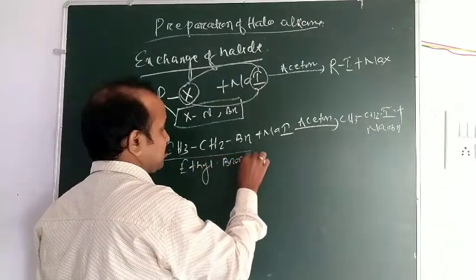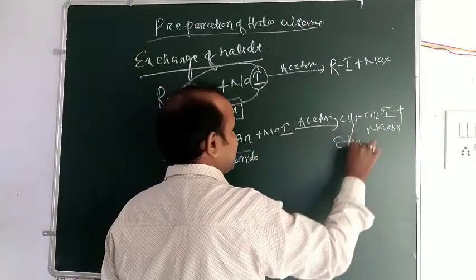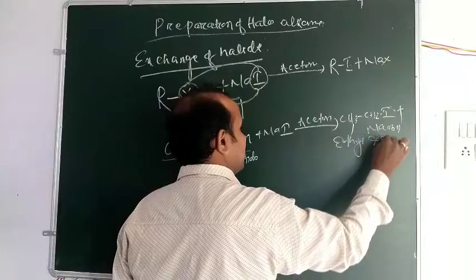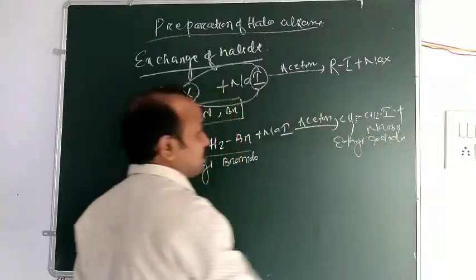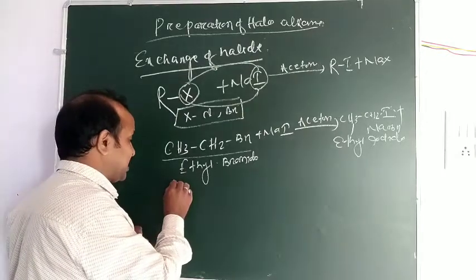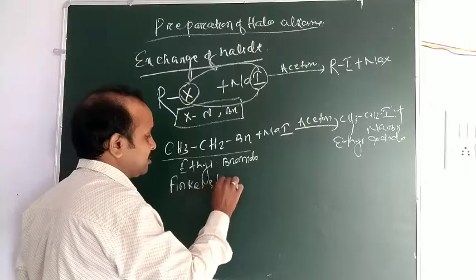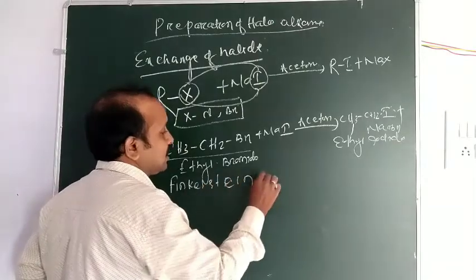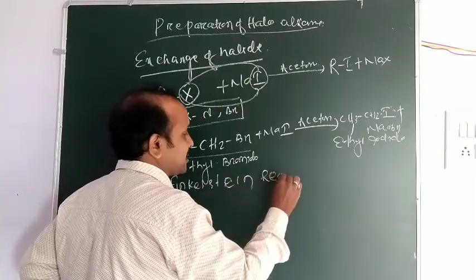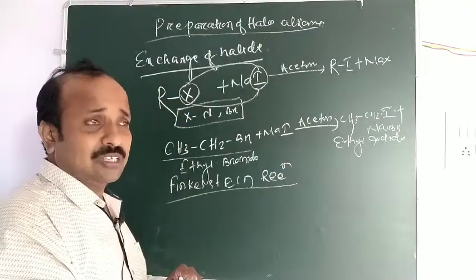Here is ethyl bromide, here is ethyl iodide. The halogen will exchange. This is called the Finkelstein reaction.